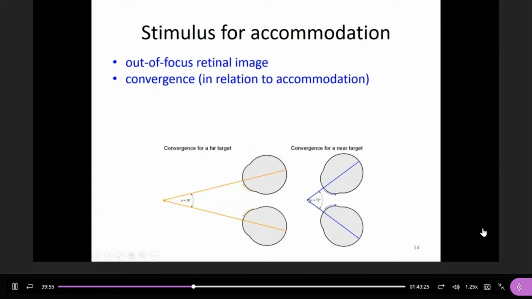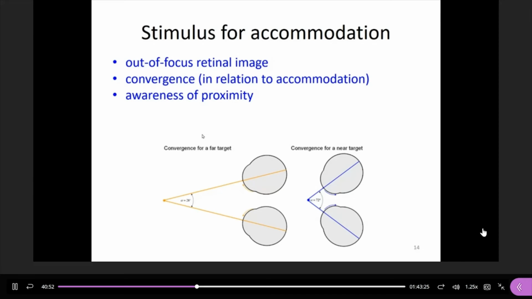Convergence also works in parallel with accommodation. For example, still using this diagram, if you bring the object from this position closer to the eye, and the eyes want to see an image on the fovea, they have to keep converging. And when you converge the eyes, accommodation comes in, because they work together. Whenever you converge, it will increase the accommodation, hand in hand. So convergence is the second stimulus for accommodation.